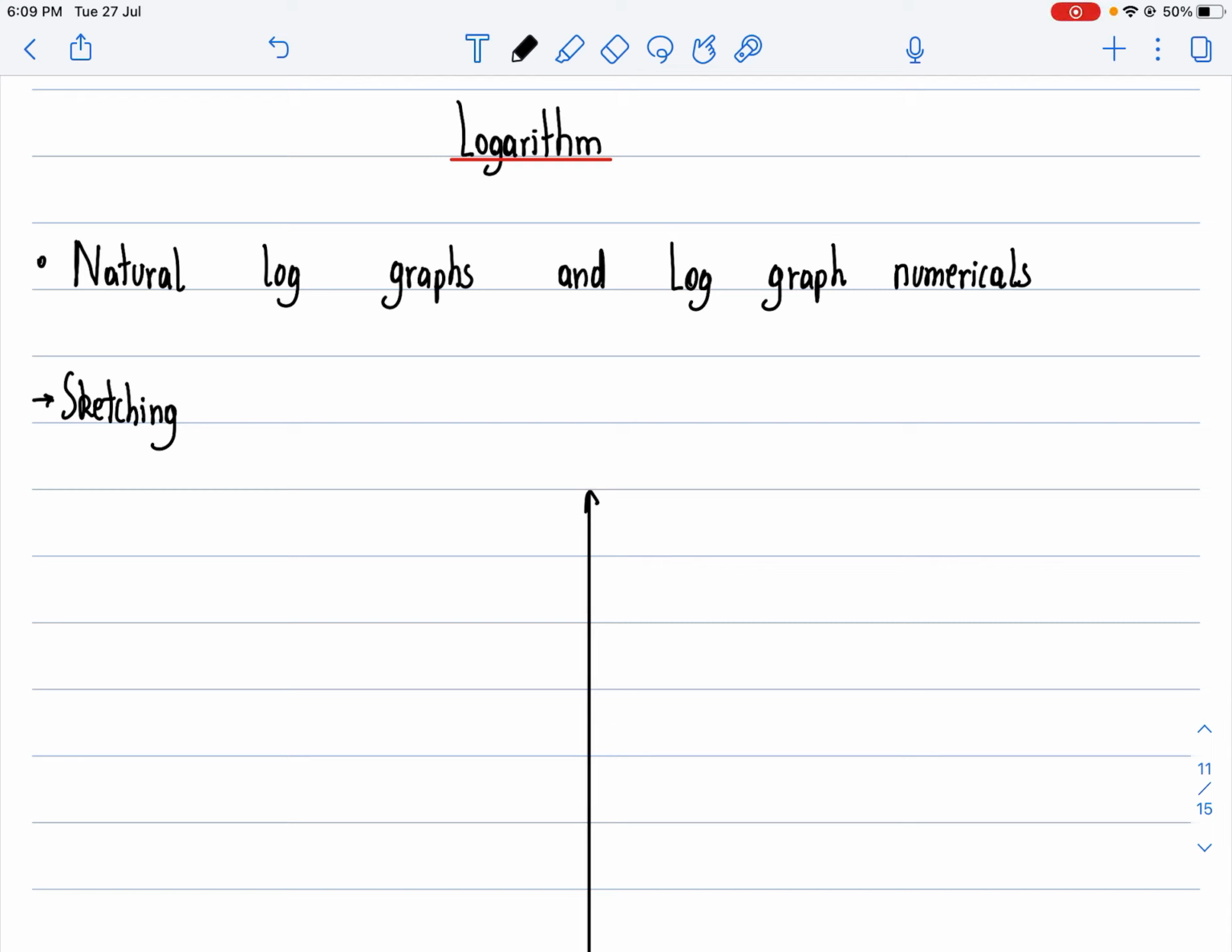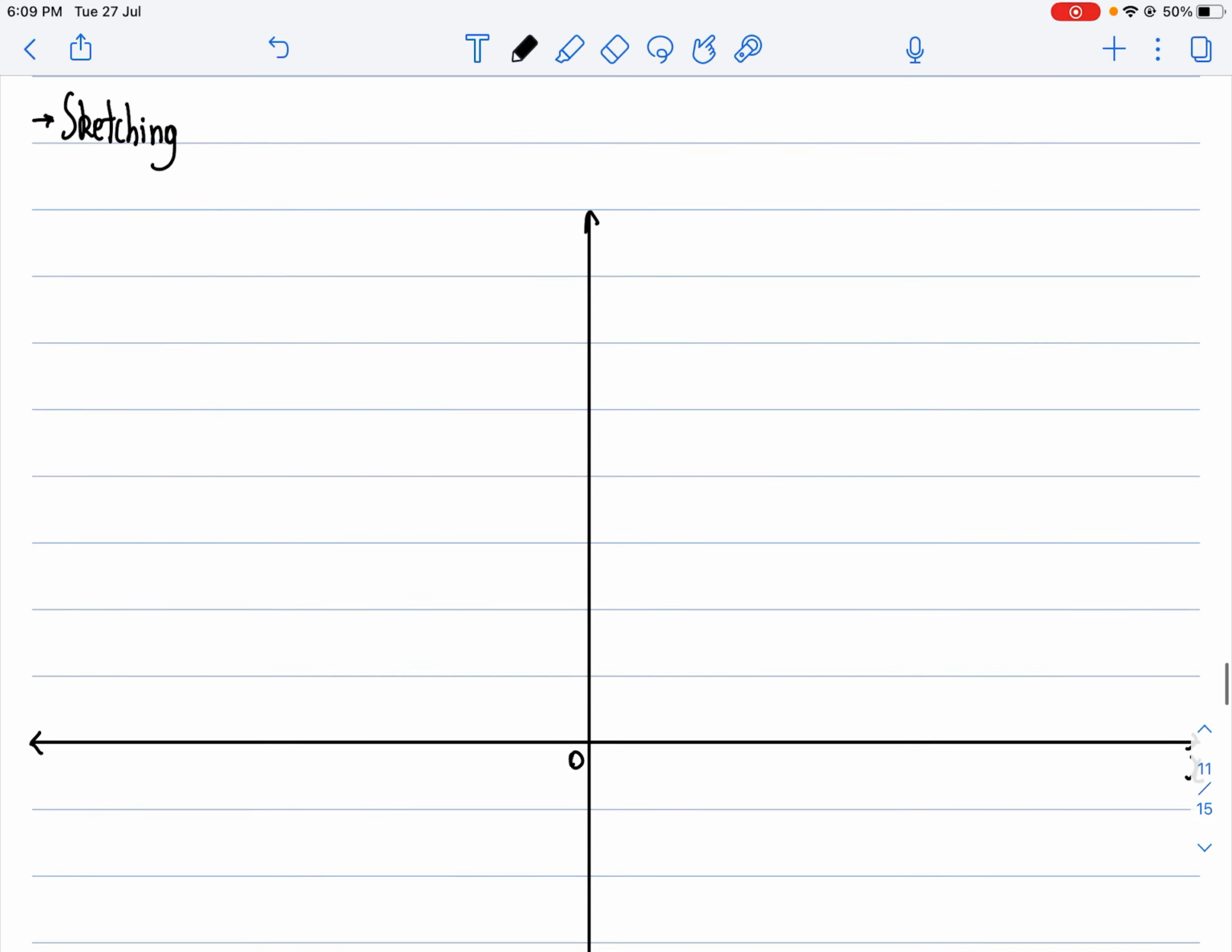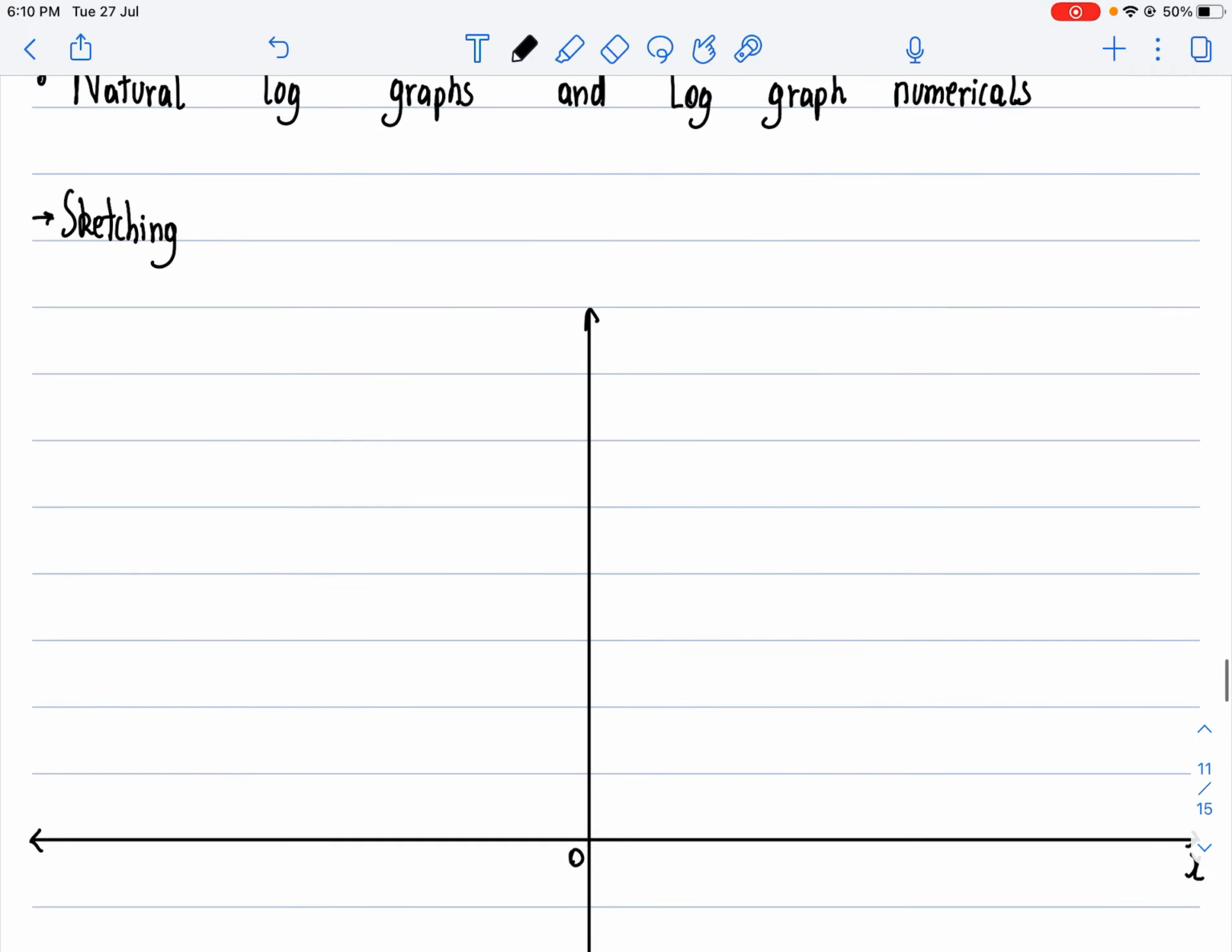Today we'll be doing the concept of natural log graphs and log graph numericals, which is a subtopic in the chapter of logarithm. Before going to the numericals, we'll first learn sketching. It has been asked a few times, not that frequently, but obviously you need to know the concept. So first we'll graph something like y equals ln x.